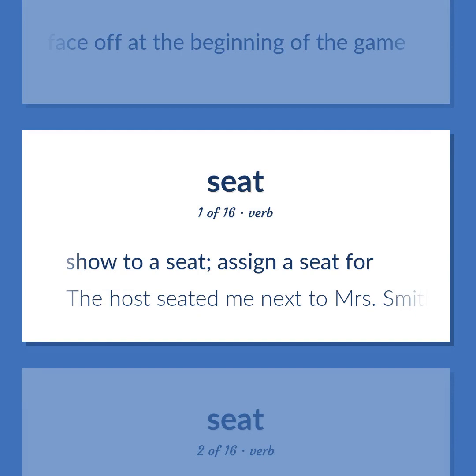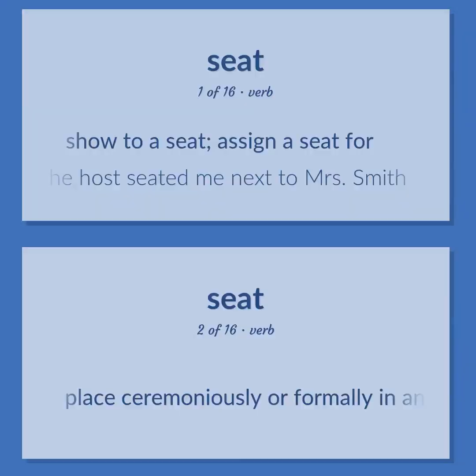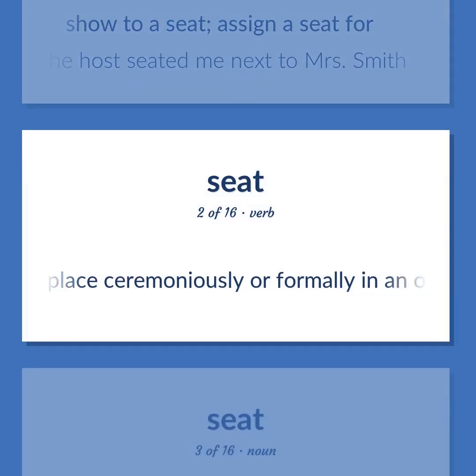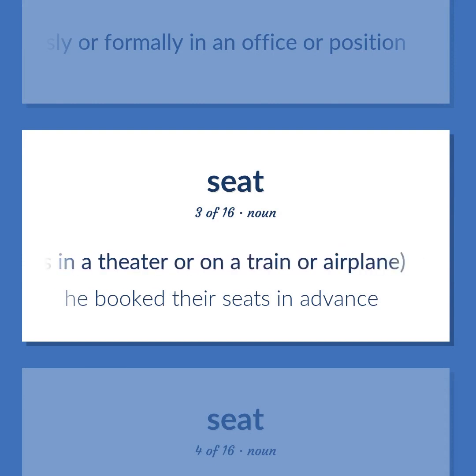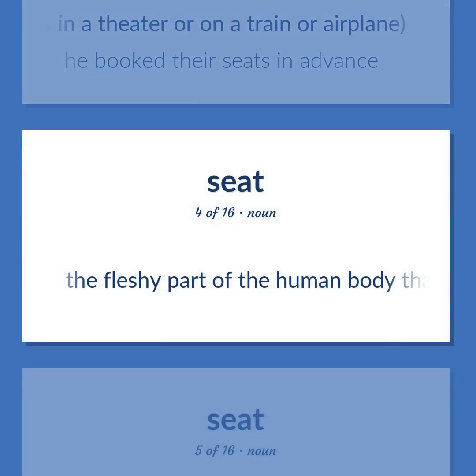Show to a seat. Assign a seat for. The host seated me next to Mrs. Smith. Place ceremoniously or formally in an office or position. A space reserved for sitting, as in a theater or on a train or airplane. He booked their seats in advance. The fleshy part of the human body that you sit on.